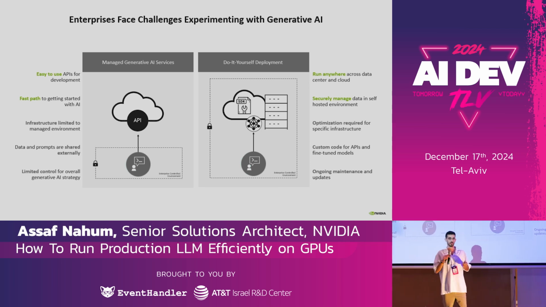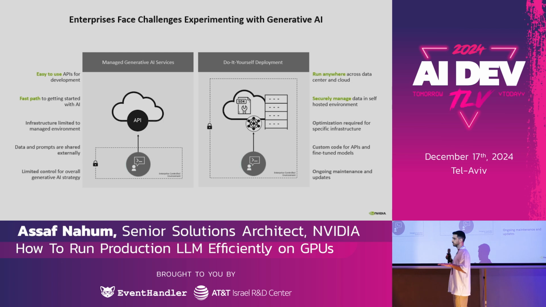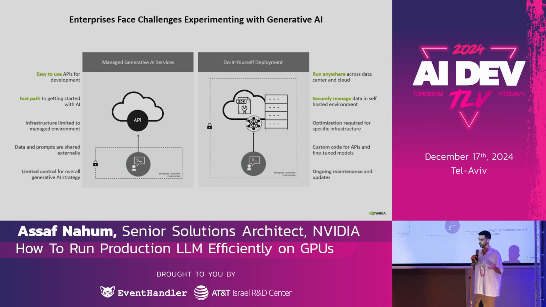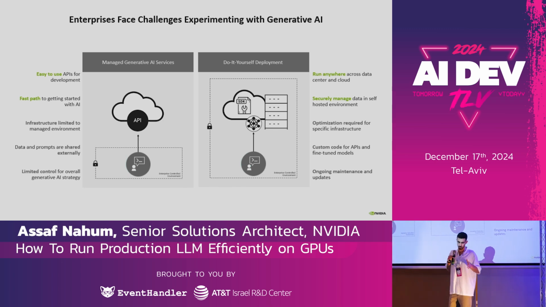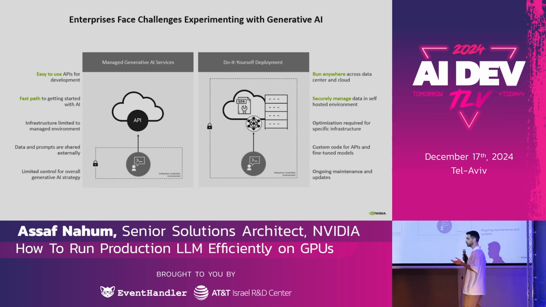The second option is to go with do-it-yourself deployment. In this case, we decide which model to use and to deploy it in our data center or in the cloud, but we manage everything. So we can run it anywhere, and we can use confidential data. But on the other hand, we need to take care of everything. We need to add custom code in order to expose the APIs, and we need to maintain everything in order for it to work. If we decide to choose a model that we want to fine-tune, we need to fine-tune the model, and so on.